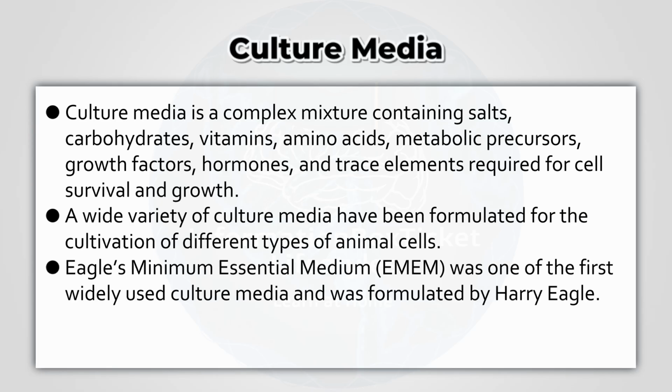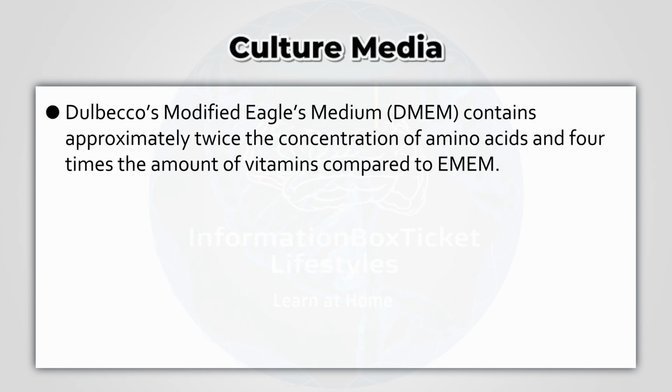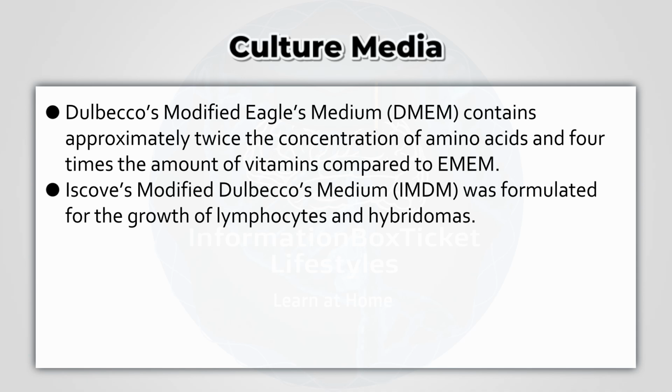Eagle's Minimum Essential Medium, EMEM, was one of the first widely used culture media and was formulated by Harry Eagle. Basal Medium Eagle, BME, was developed specifically for culturing mouse L cells and HeLa cells. Dulbecco's Modified Eagle's Medium, DMEM, contains approximately twice the concentration of amino acids and 4 times the amount of vitamins compared to EMEM. Iscove's Modified Dulbecco's Medium, IMDM, was formulated for the growth of lymphocytes and hybridomas.